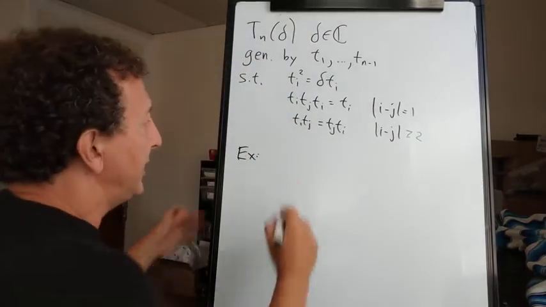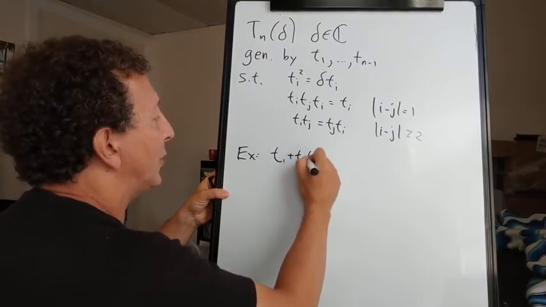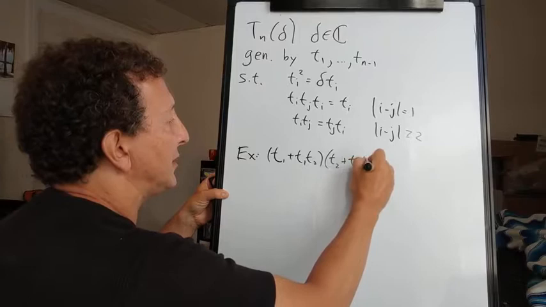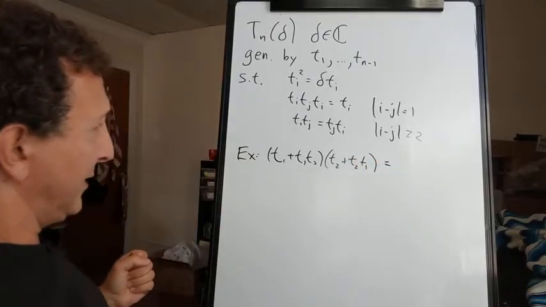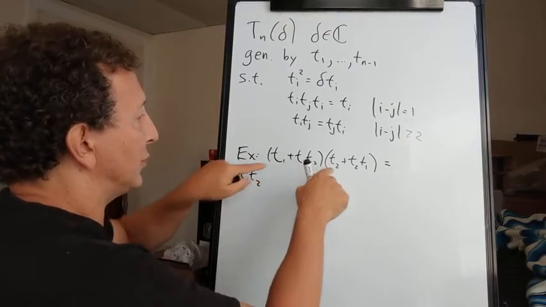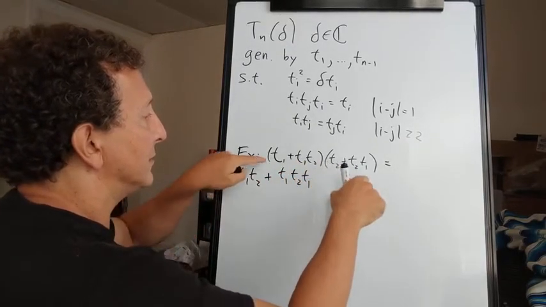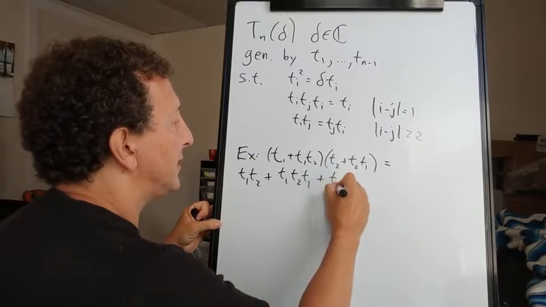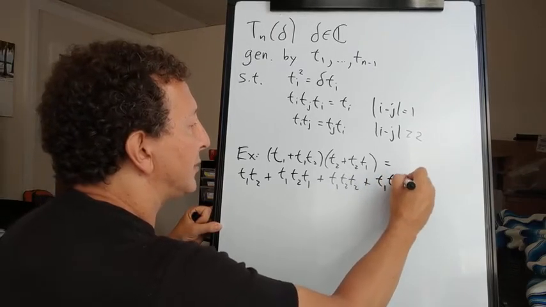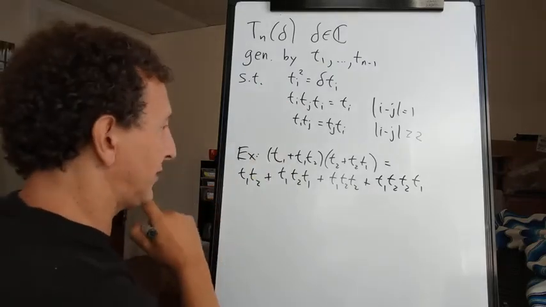So for example, if we want to compute t1 plus t1 t2 times t2 plus t2 t1, that equals t1 t2 plus t1 t2 t1 plus t1 t2 t2 plus t1 t2 t2 t1. And then we can simplify that using the relations.